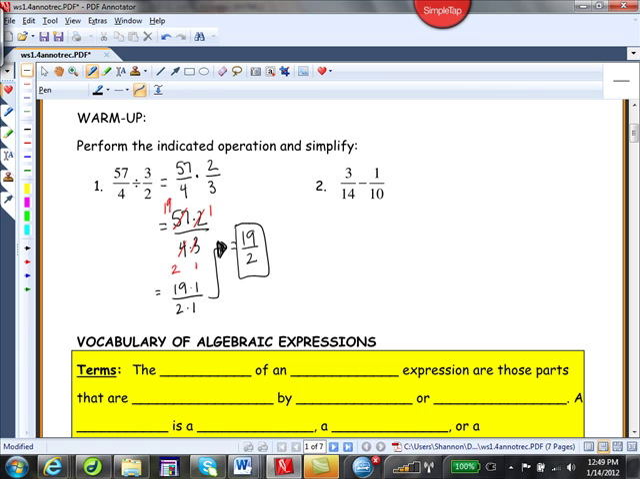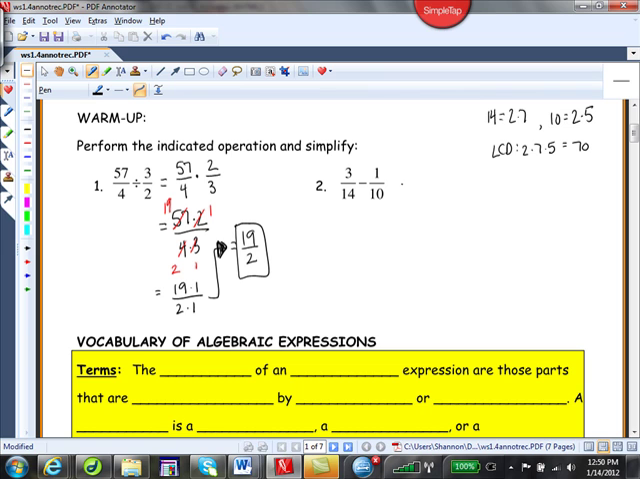Okay, next up, 3/14 minus 1/10. So here, remember that 14 we could write as 2 times 7, and 10 we can write as 2 times 5. So using that one method we learned earlier, we know that the LCD will be 2 times 7 times 5, which is equal to 70.